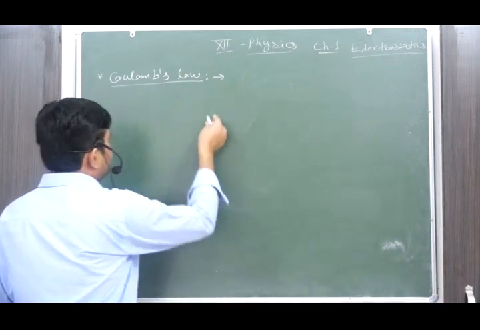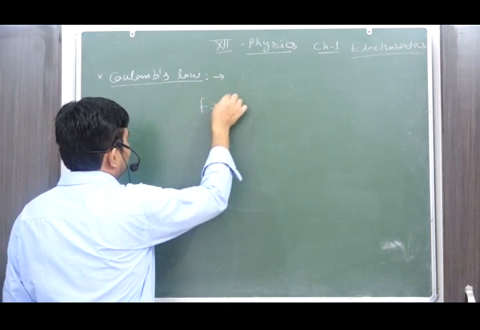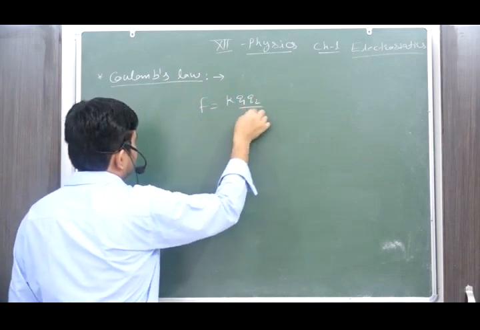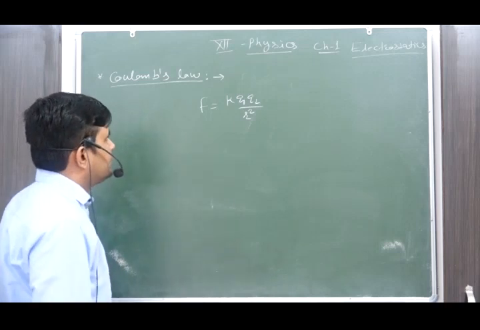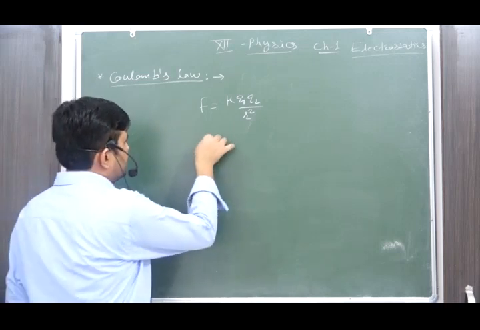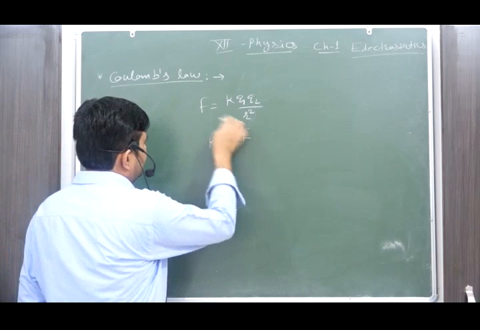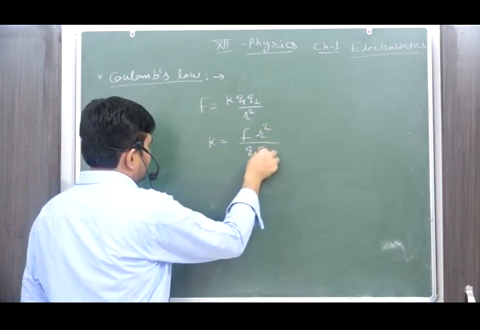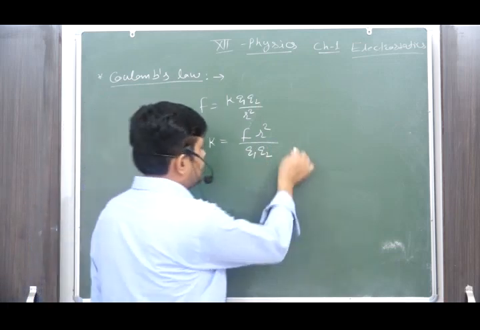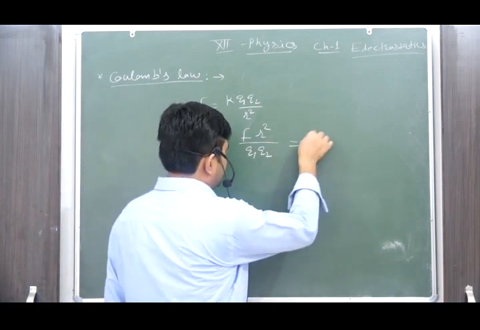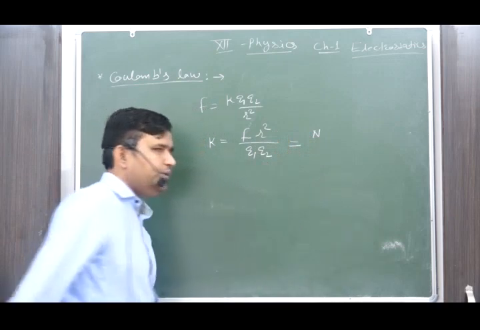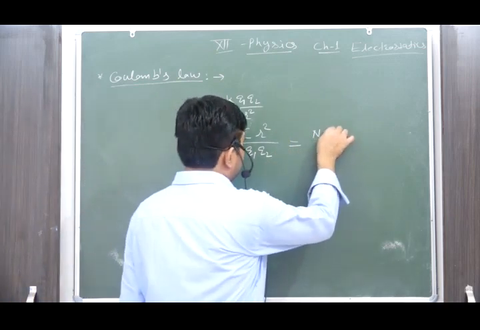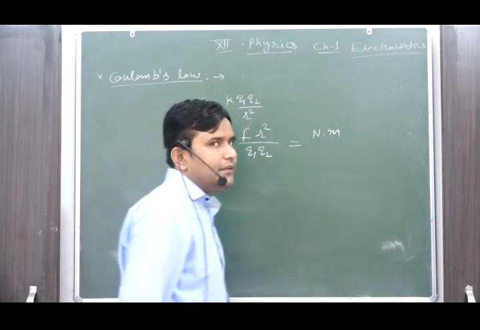The basic formulation of our force formula is F equal to K Q1 Q2 upon R square. From here we calculate the value of K, which is F into R square divided by Q1 and Q2. And we know that the unit of force is in Newton, and the unit of distance is in meter. Be careful about it.